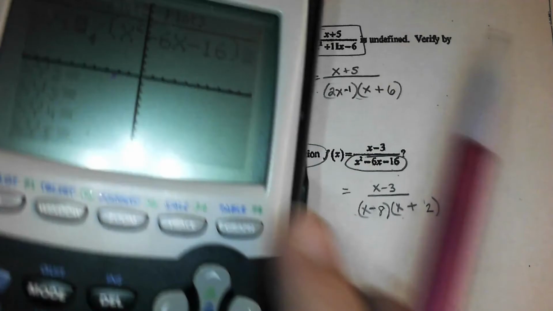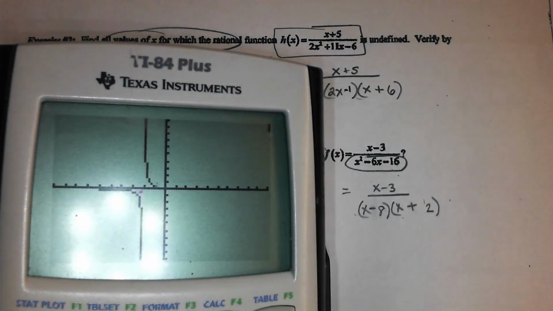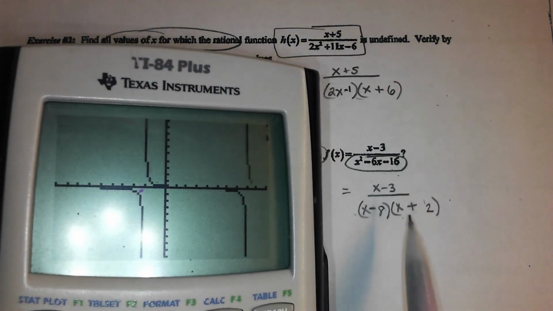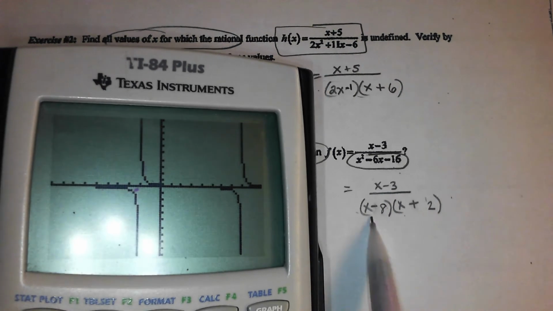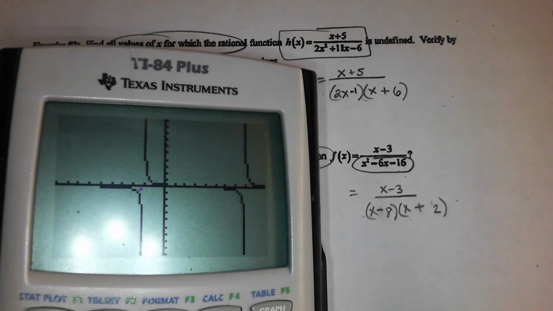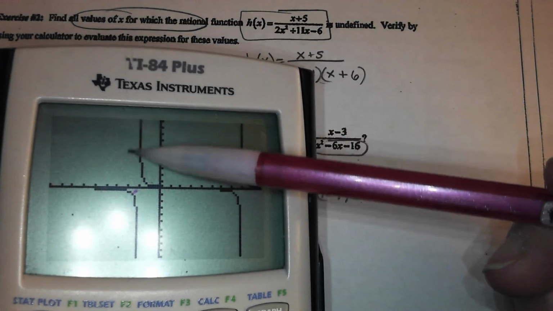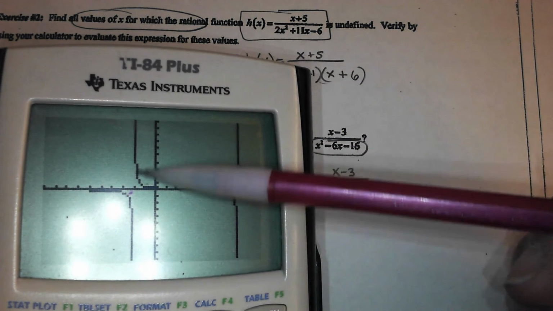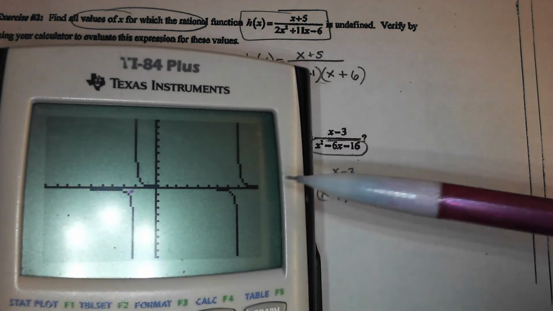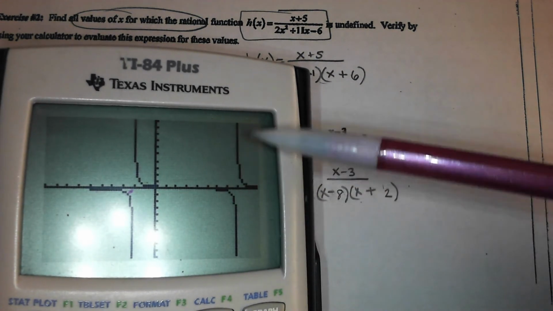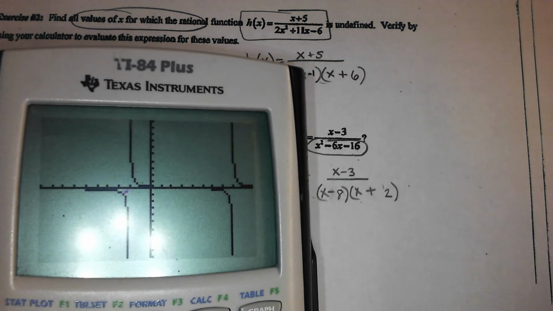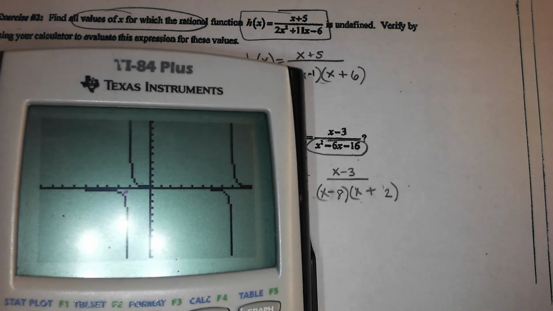Now let me show you what happens on your calculator when you graph that kind of function. Because we have two things excluded, right? So you see 2 vertical asymptotes. One at negative 2 that blocks that out, and one at positive 8 that blocks that out. Does everybody see that? Okay. All right.